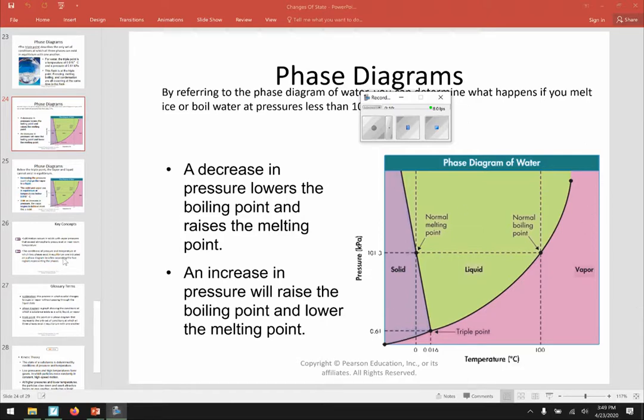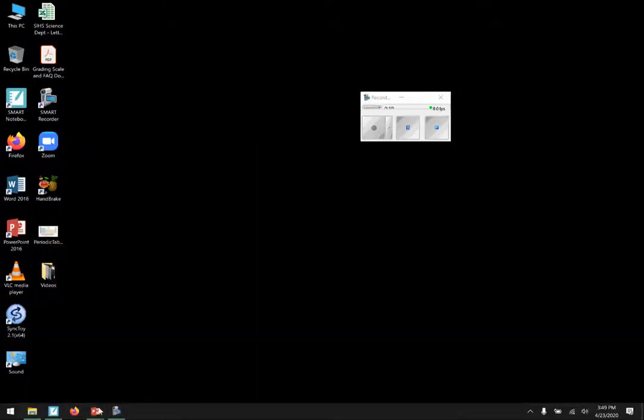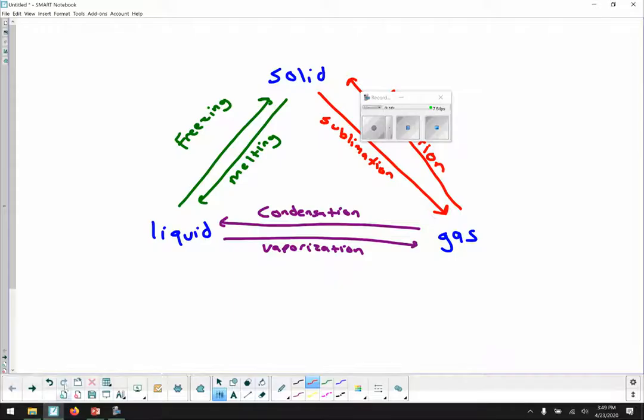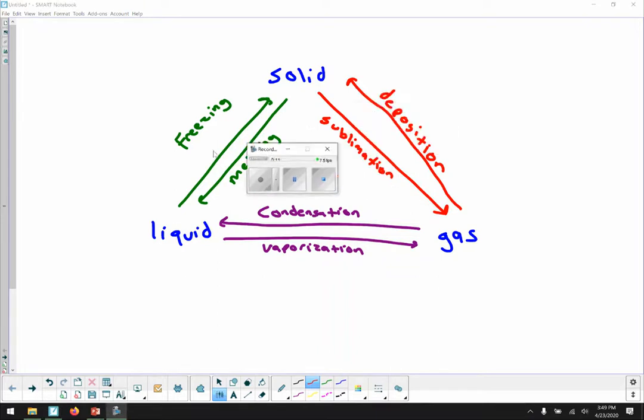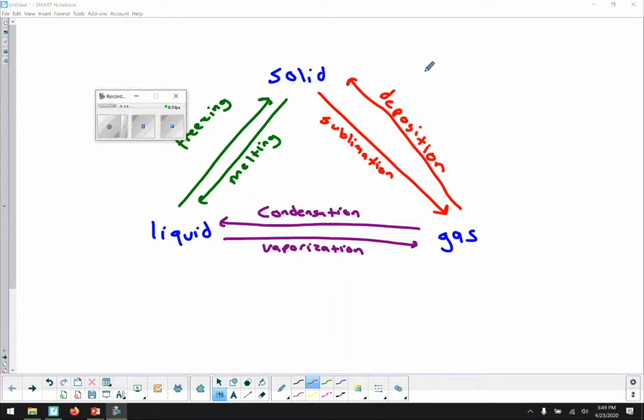So I just wanted to go over that really quickly, what a phase diagram was, what it told you, the term triple point, and just make sure you know that there are, in fact, 6 state changes, not just the 4 you think of. You can go straight from solid to gas, and that's called sublimation, and going back the other way is called deposition. So I just wanted to make you familiar with those, and now I will talk about concentration.